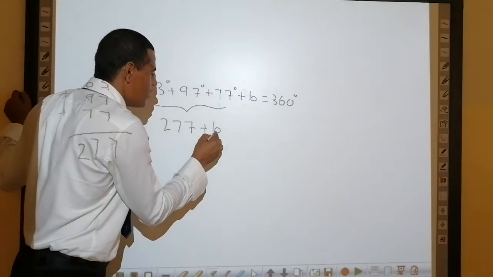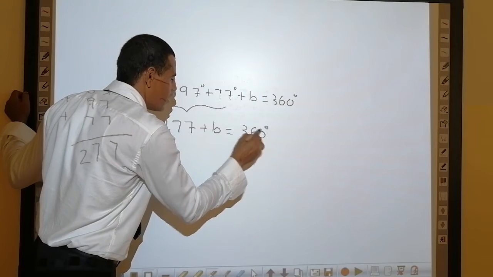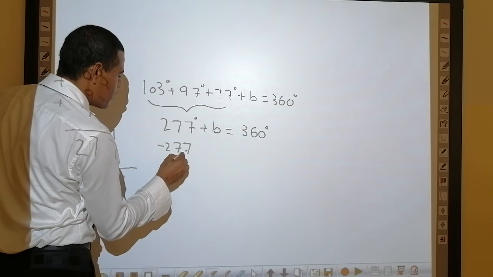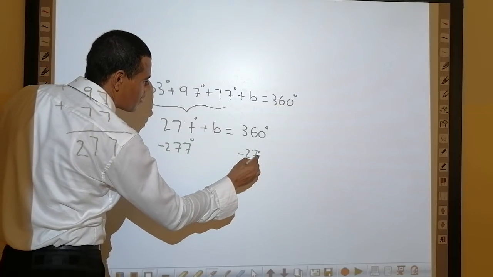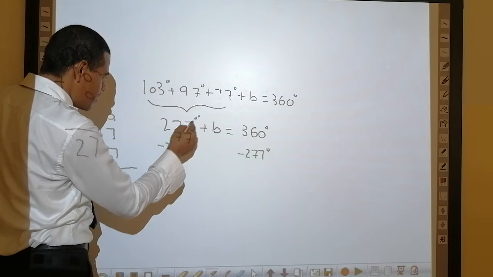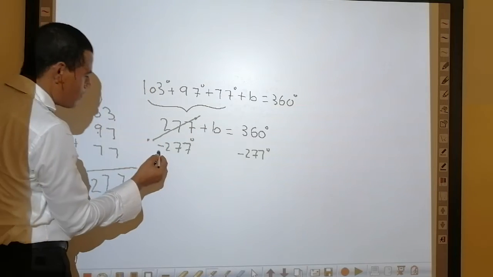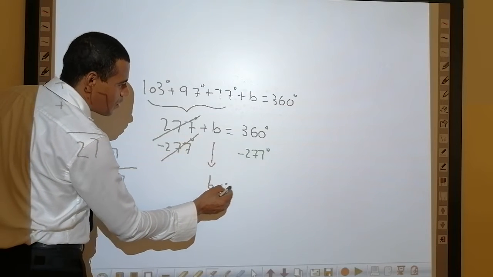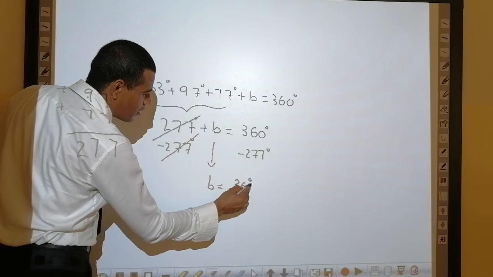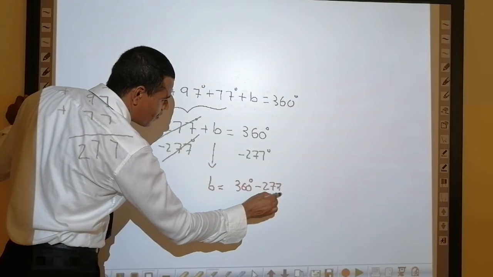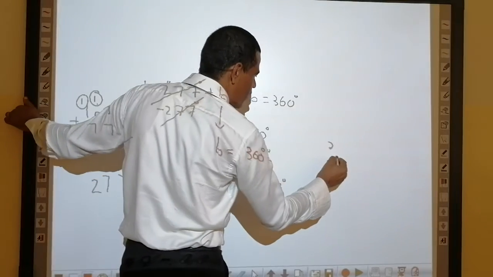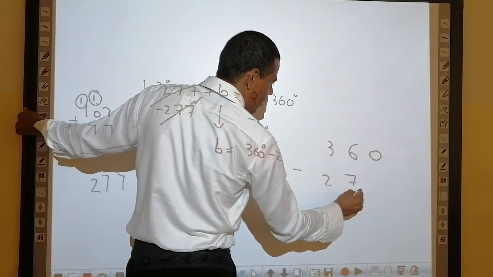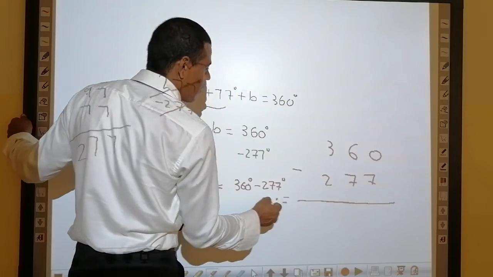277 plus B equal 360 degrees. In order to find B, my kids, I will subtract here 277 degrees and here also 277 degrees. 277 degrees minus 277 degrees is 0. I will just write what? B equals 360 degrees minus 277 degrees. Then this one, my kids, 360 minus 277 degrees equal. Okay, look here.